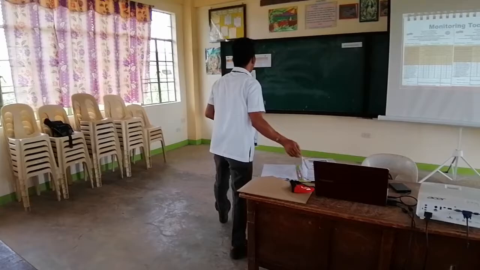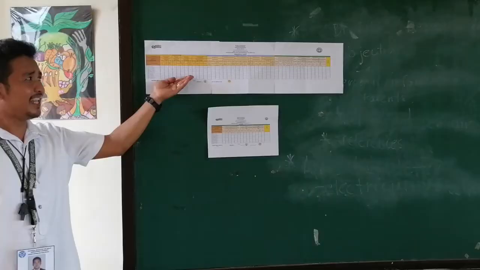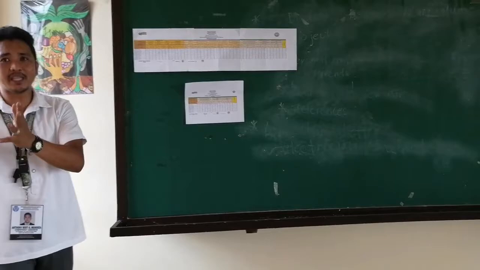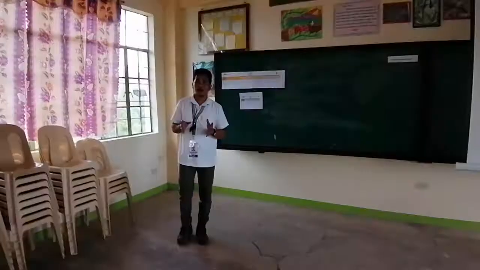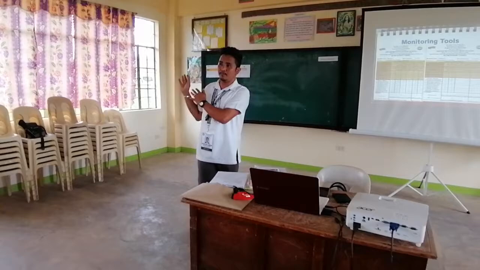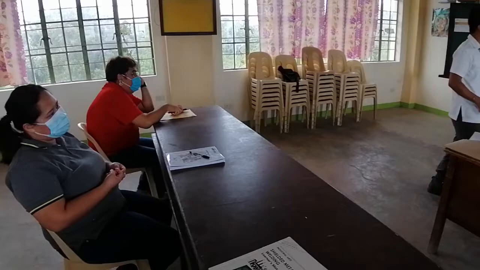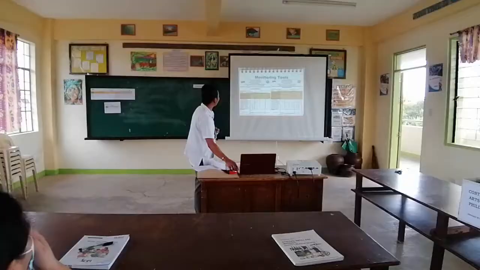Another is the progress chart, the list of all competencies and learning outcomes that you need to achieve. While the achievement chart is a list of competencies in core that you need to achieve. So you need to accomplish the two kinds of monitoring tools. You need to finish all the activities. So those are our monitoring tools: the achievement chart and progress chart.